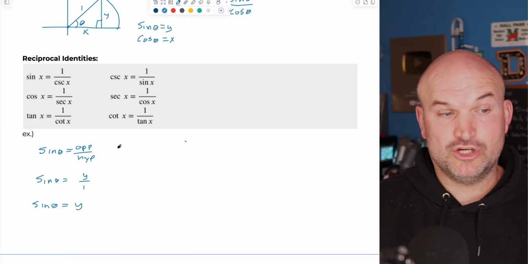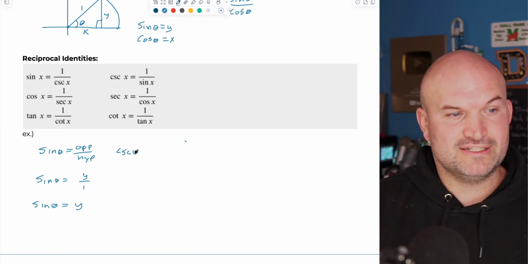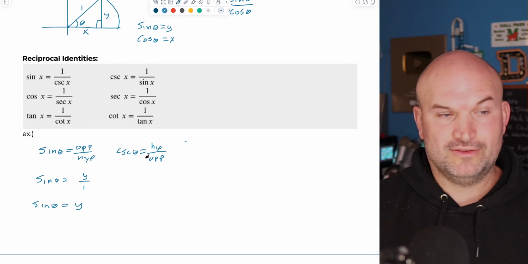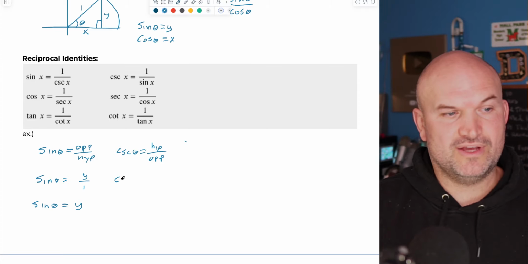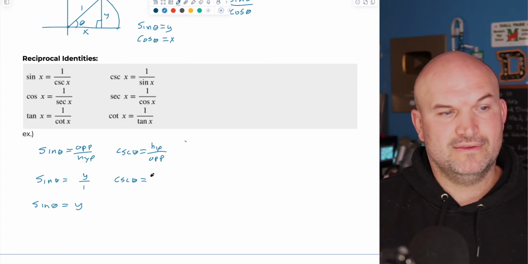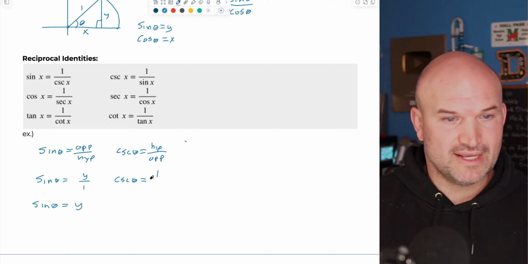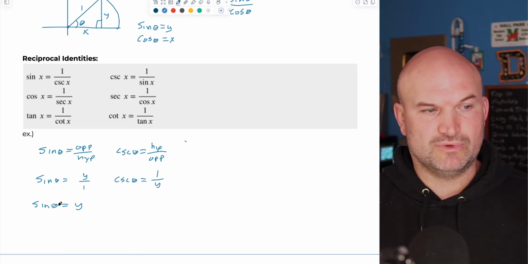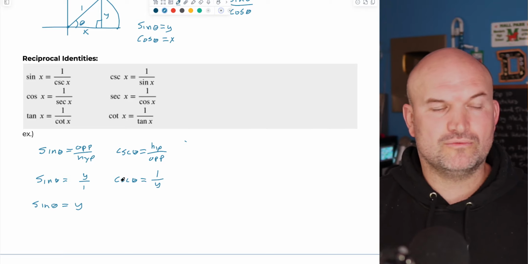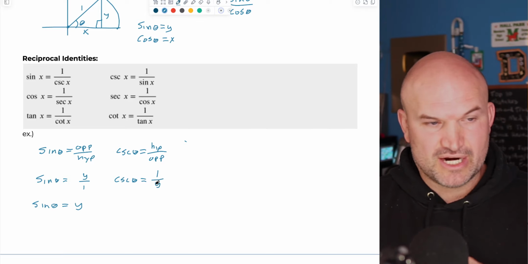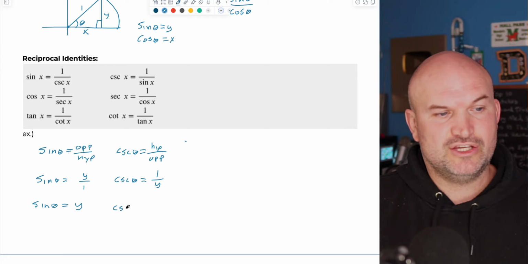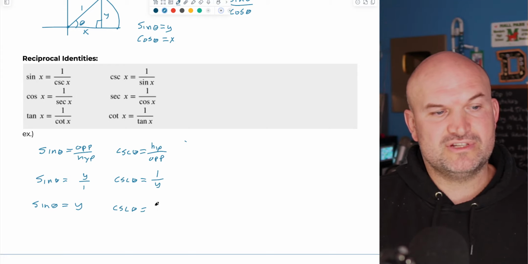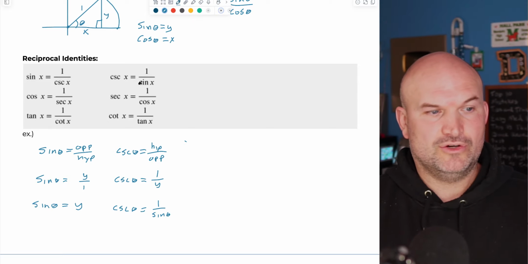Now, similarly, if we think about the cosecant of theta, it was going to be the hypotenuse over opposite, right? Those are reciprocals of each other. And so when you think about this in terms of y, this is going to be a 1 over y. And if you want to look at how cosecant relates to sine, we can just rewrite y as sine of theta. So you can see the cosecant of theta is simply going to be 1 over sine of theta. And you can see that's how that one works out.